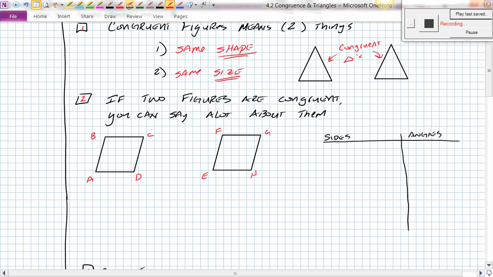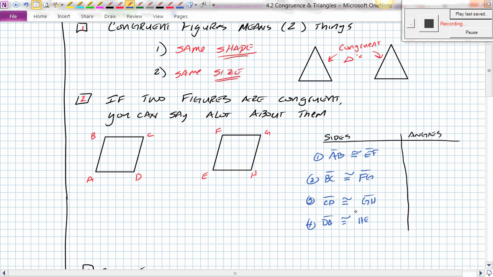So let me tell you exactly what you can say. First, let's talk about their sides. I can say that AB is congruent to EF. Number 2, BC congruent to FG. These are all line segments over here. Number 3, CD congruent to GH. Last, DA congruent to HE. So I can say all 4 sides are congruent.